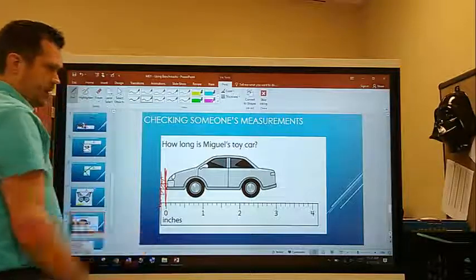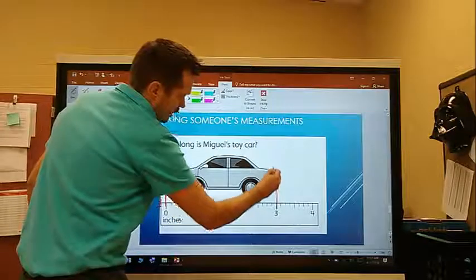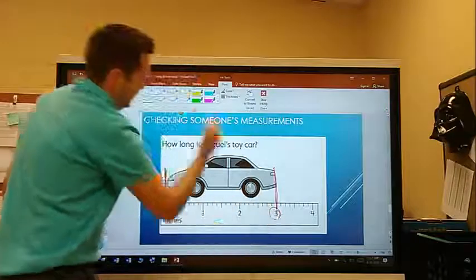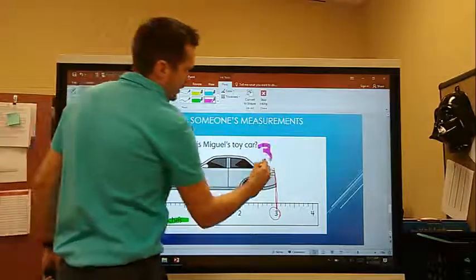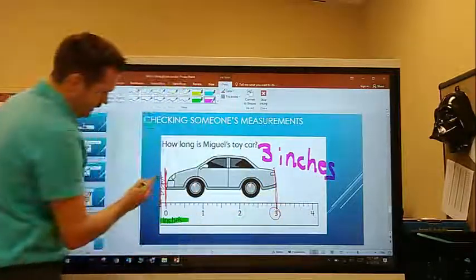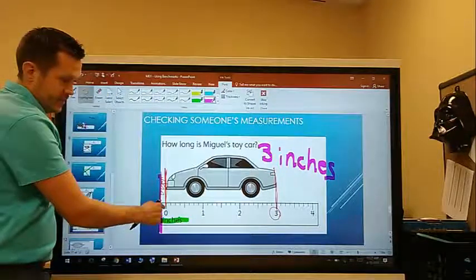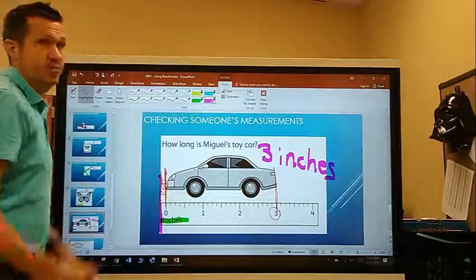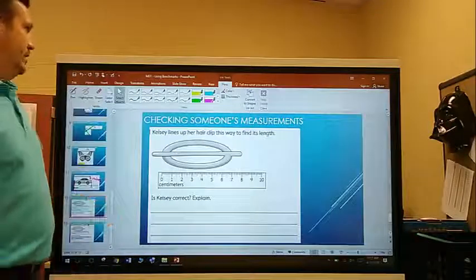That is awesome. So there's the 0 line, and right here's the back of his car. It's going to come right down there on 3. So it is 3 inches. Oh, I love how that worked out right there. That is not the 0 line. That is where the ruler begins. Some rulers start with the 0 line further inside of the ruler. So make sure you're paying attention to that. Don't get fooled like Mr. Hensinger almost just did. Let's take a look at this next one.